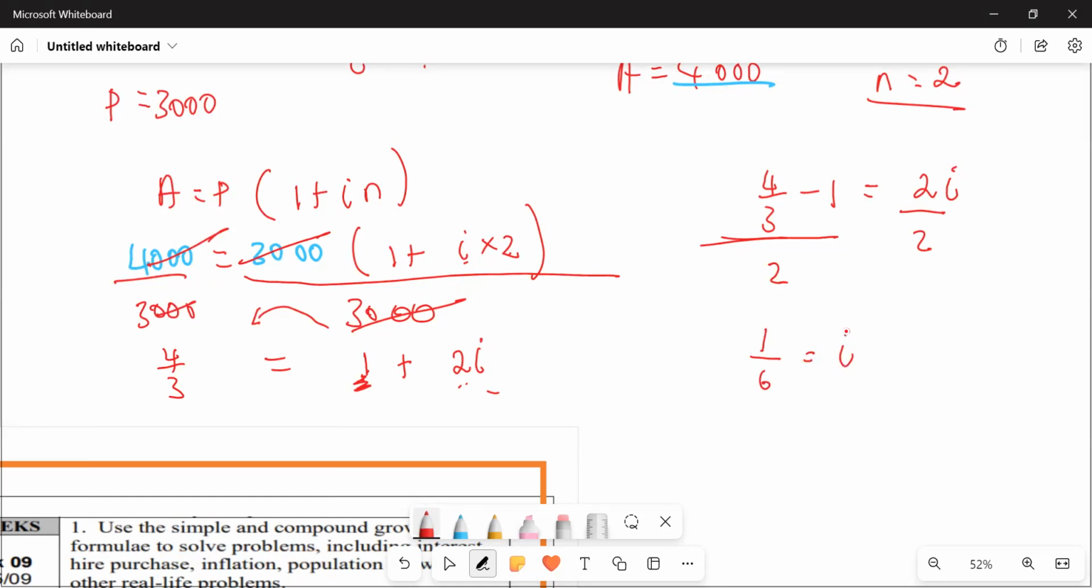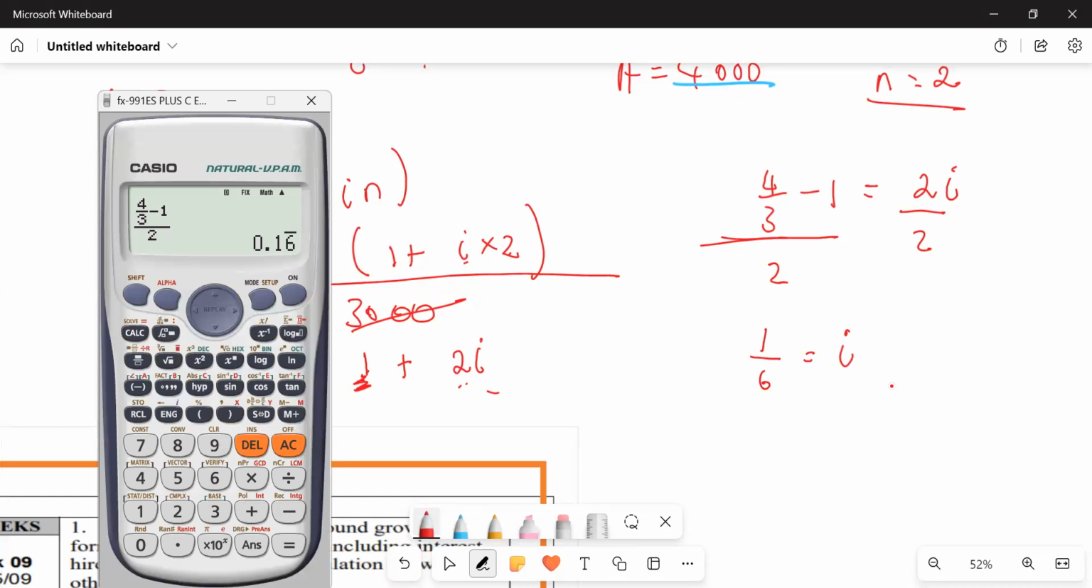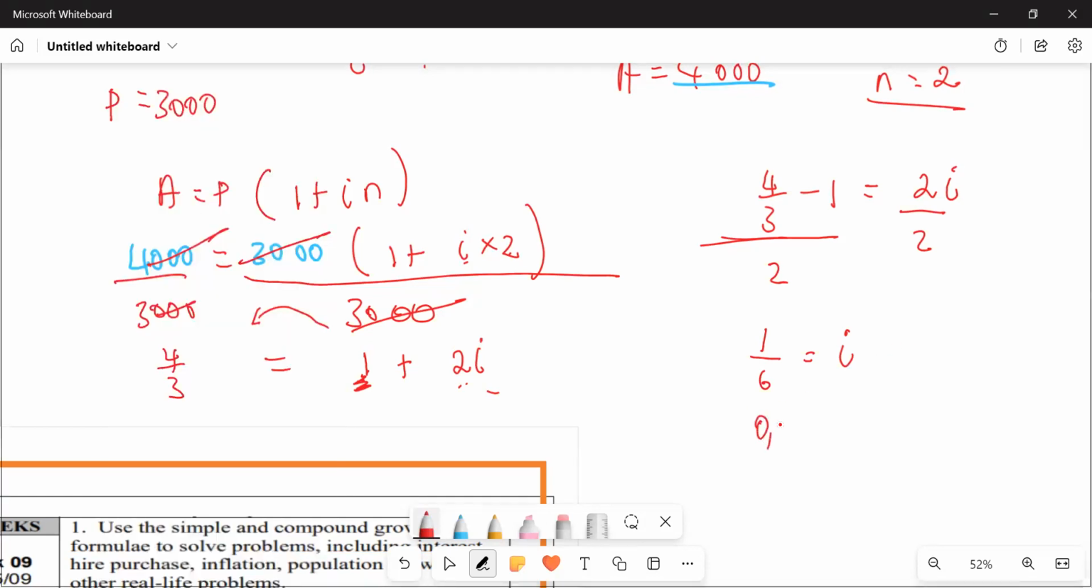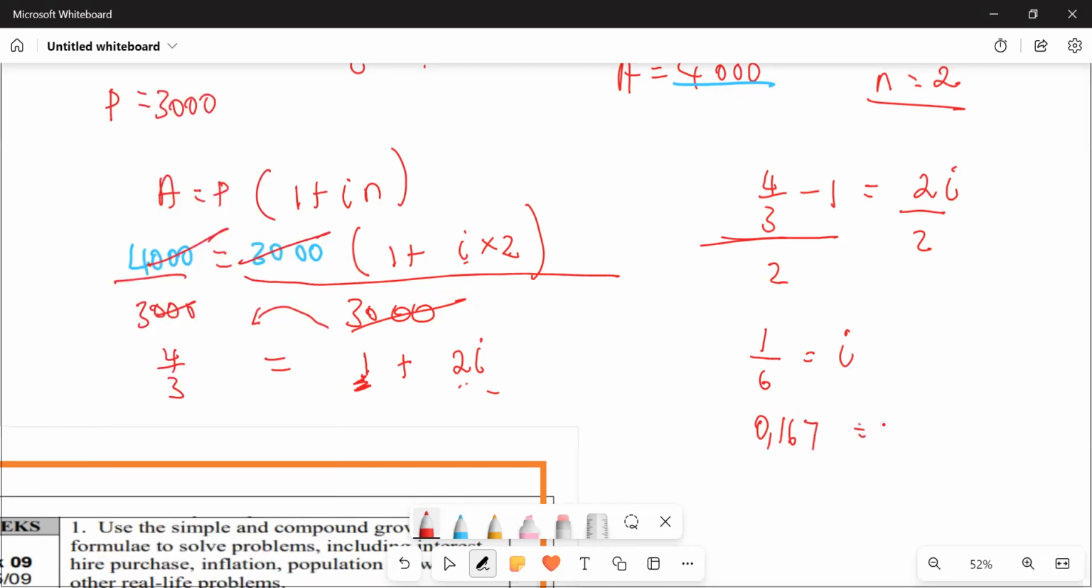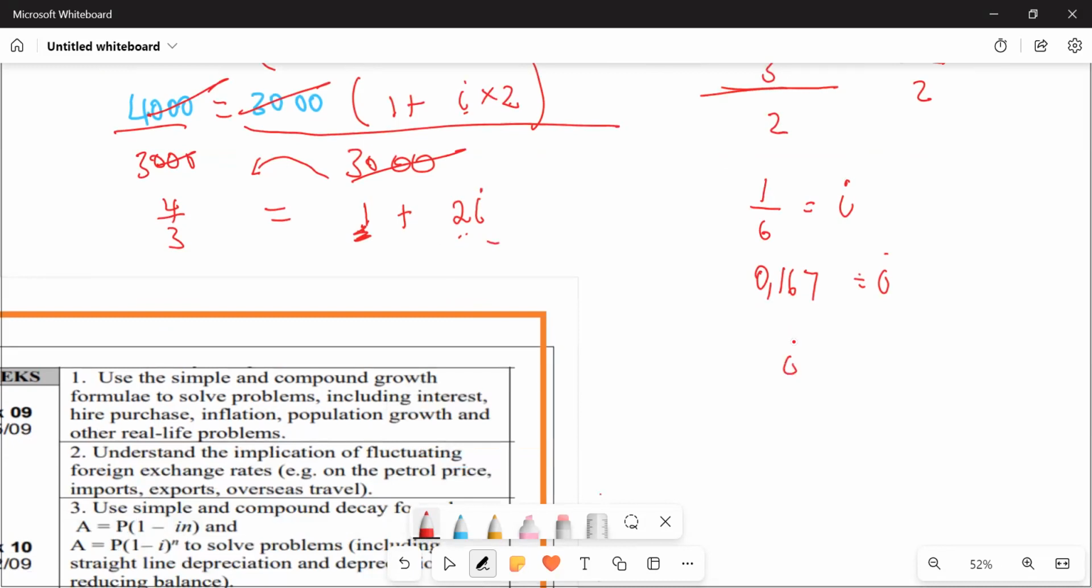Which is going to be equal to I. And now I want to get it as decimals. I as a decimal is 0.16, and since it's recurring, we're going to say it's 0.167, which is going to be our I as a decimal. What is going to be our R as a percentage? We want R, which is I multiplied by 100, and we get it as a percentage, which is 16.7%.